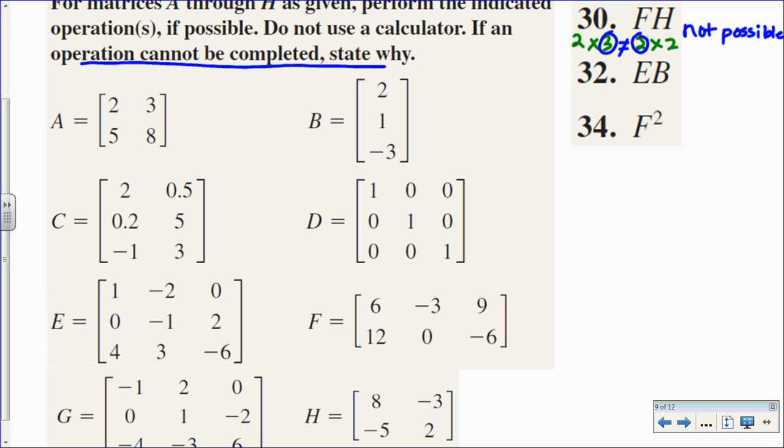Could we just write not possible? Unless it says to give a reason. Matrices with different sizes can still be multiplied. You could do H times F, even though they're different sizes. It's not the size of the whole matrix. It's the columns of the first and the rows of the second that matter.